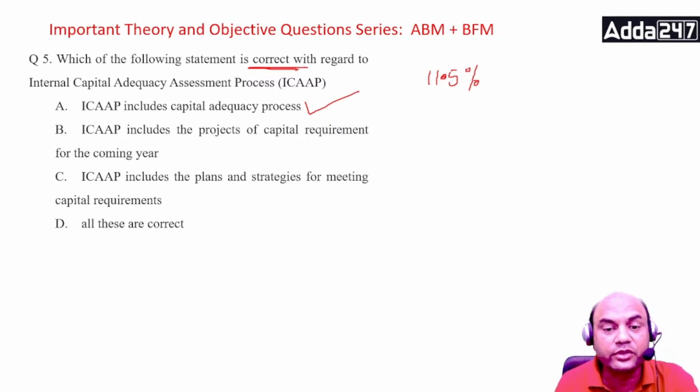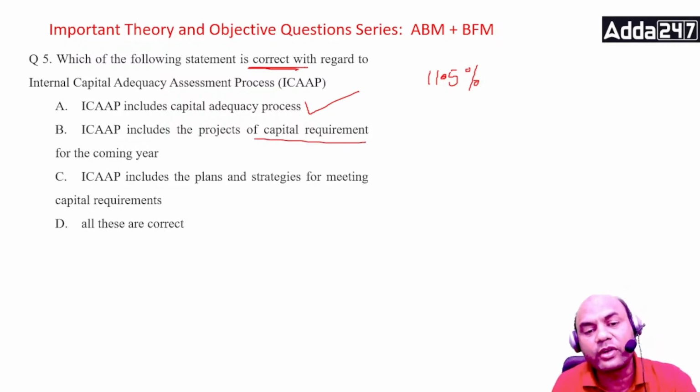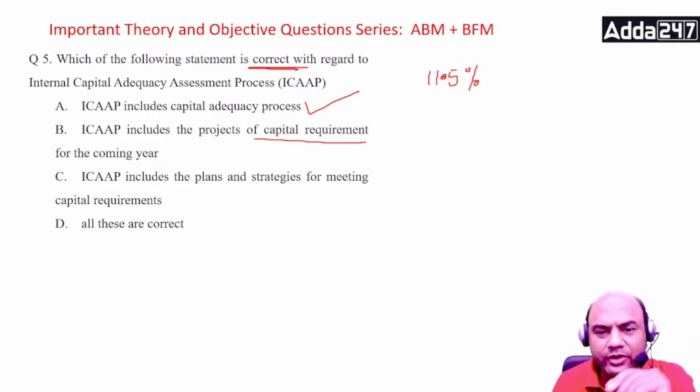ICAAP includes projections of capital requirement for the coming year. That is also important. Why is it required? Because of projects that require huge capital. So these are included in ICAAP. Obviously, they should be there. Why? Because what is ICAAP? Tell me one thing about ICAAP. I have taken this in the paid class many times.